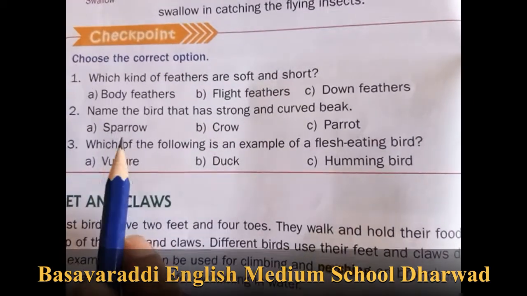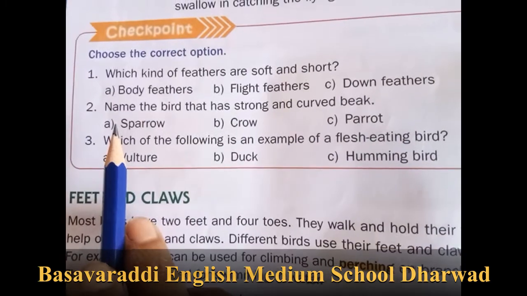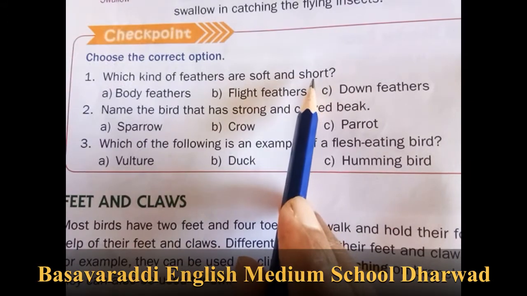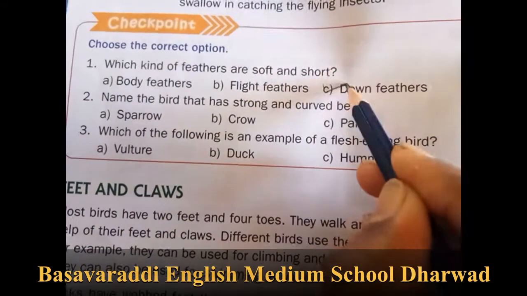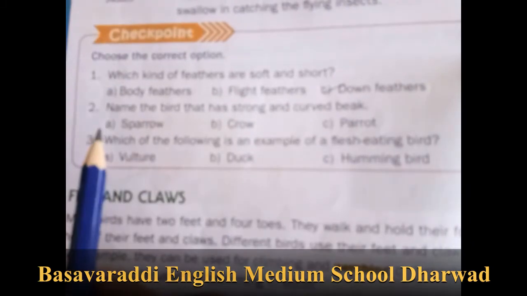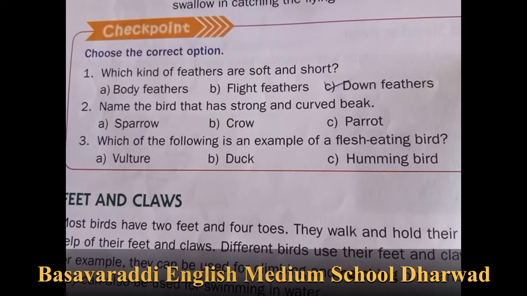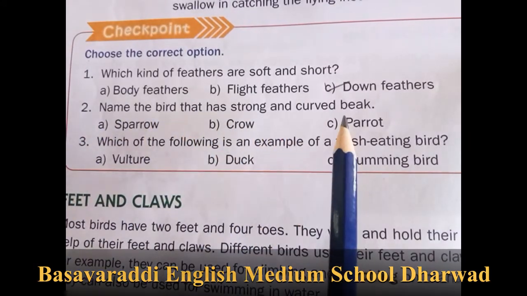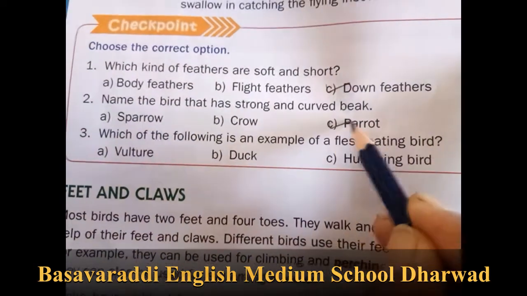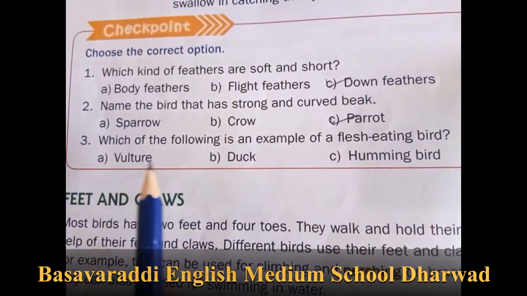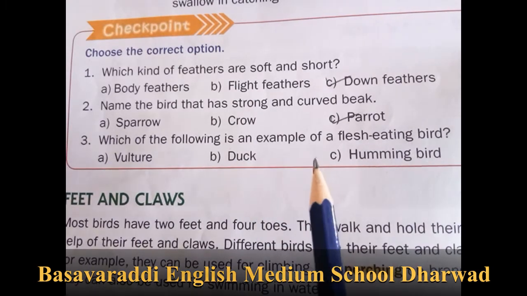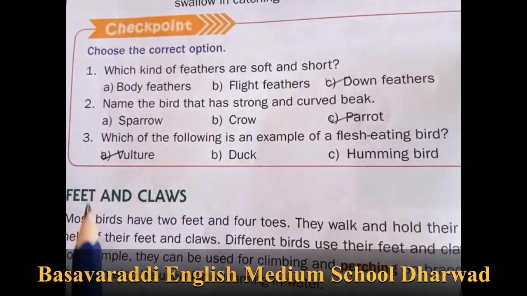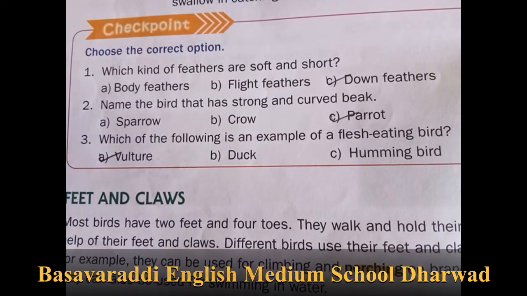Okay, the next checkpoint, choose the correct option. The first one, which kind of feathers are soft and short? Down feathers. Second one, name the bird that has strong and curved beak. That is parrot. Third one, which of the following is an example of flesh-eating bird? That is vulture.